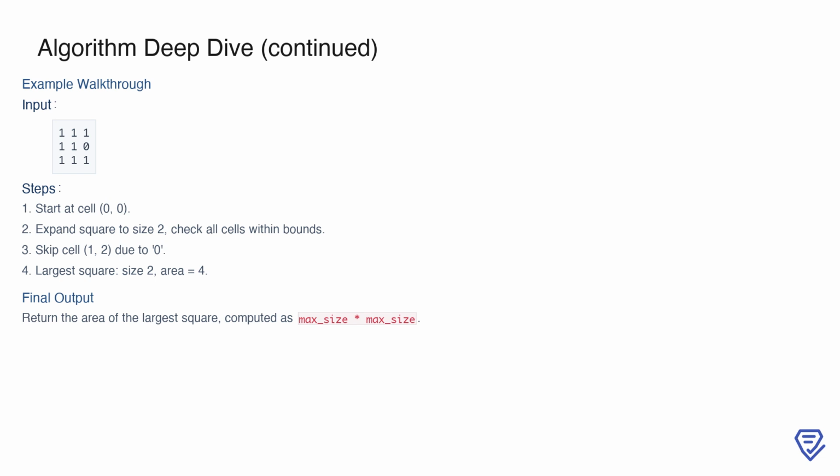As we proceed through the matrix, we discover that the largest square has a side length of 2, corresponding to an area of 4. This value is computed as max_size * max_size, which we return as the final output. By following this process, we efficiently calculate the solution while avoiding the redundancy of the brute force approach.